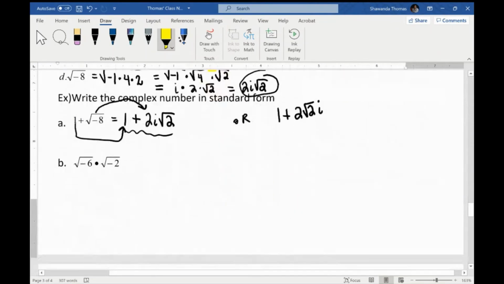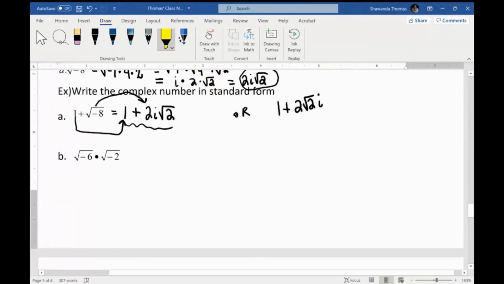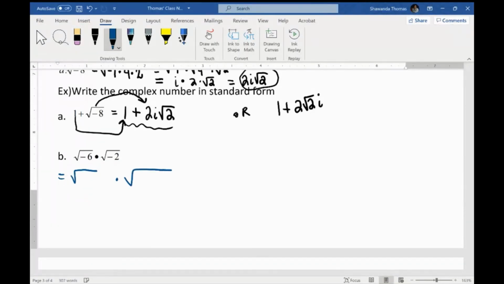So let's practice. We have the square root of -6. Let's break down the square root of -6. How do we break up the square root of -6? -1 times 6. And then the square root of -2 is the same thing as? -1 times 2. Yep. And if you want to, you can break all of these radicals up like so.